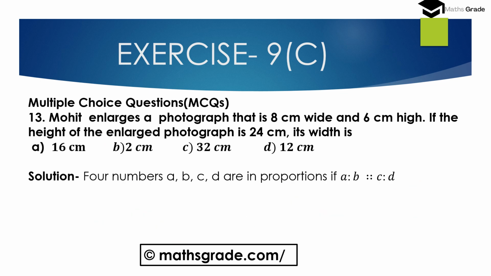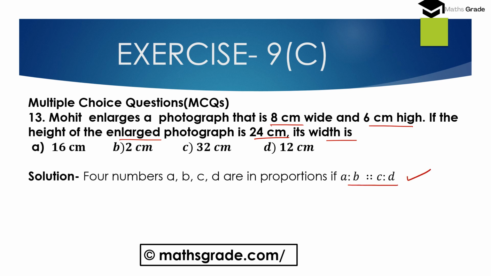Now we will solve question number 13. Multiple choice questions. Mohit enlarges a photograph that is 8 cm wide and 6 cm high. If the height of the enlarged photograph is 24 cm, its width is, options are 16 cm, 12 cm, 32 cm and 12 cm. Which option is correct? We know if four numbers A, B, C, D are in proportion, then we can write A is to B is proportional to C is to D.